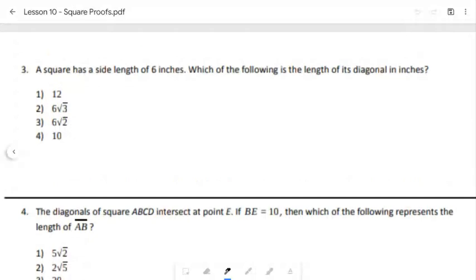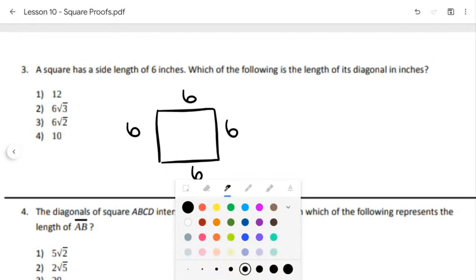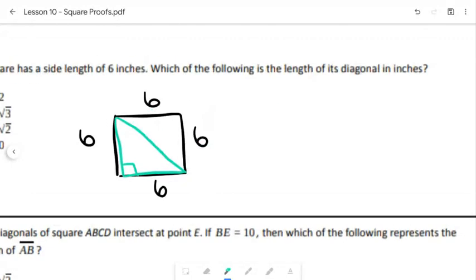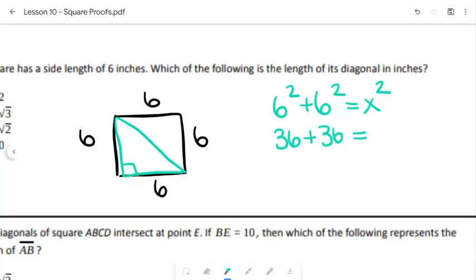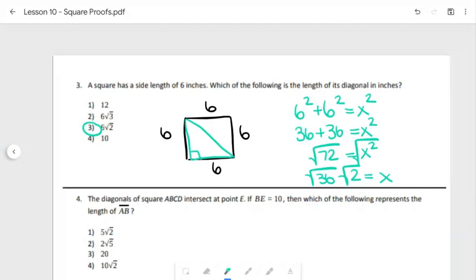Then we just have some questions about squares in general. So if we had a square that had a side length of 6, that means all 4 of these sides are 6, which would be its diagonal. So if I'm looking at the diagonal here, it's like we were drawing a diagonal, and we could pull out a right triangle. And then it's a quick one, right? 6 squared plus 6 squared equals x squared. 36 plus 36 equals x squared. And you could plug it into your calculator, see which one matches. This would break up to 36 and 2. So we'd be looking at choice 3 there.